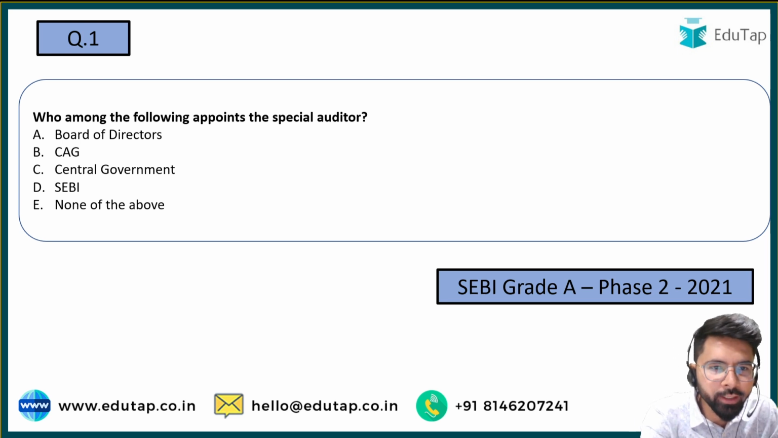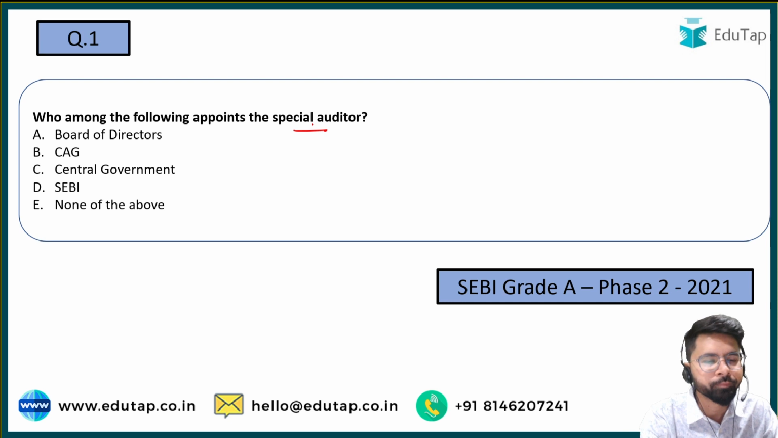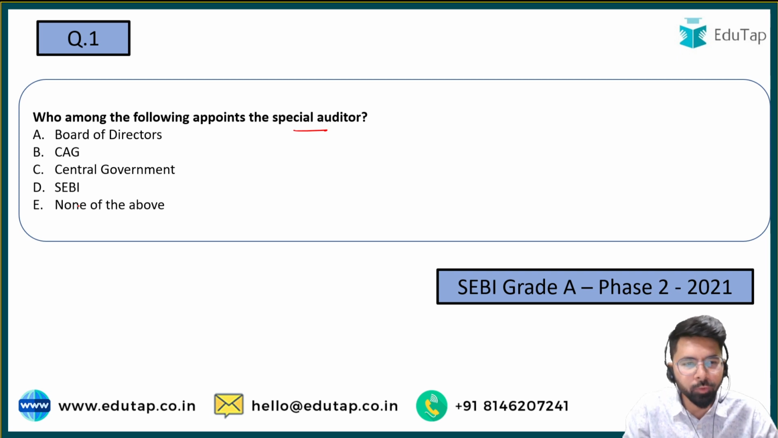Who among the following appoints the special auditor? The options are Board of Director, CAG, Central Government, SEBI, none of the above. So what I want you to do is, whenever you are seeing a particular question, pause at that point of time and try to answer yourself. Then you cross-check the answer. So friends, let us look at the answer to this question.